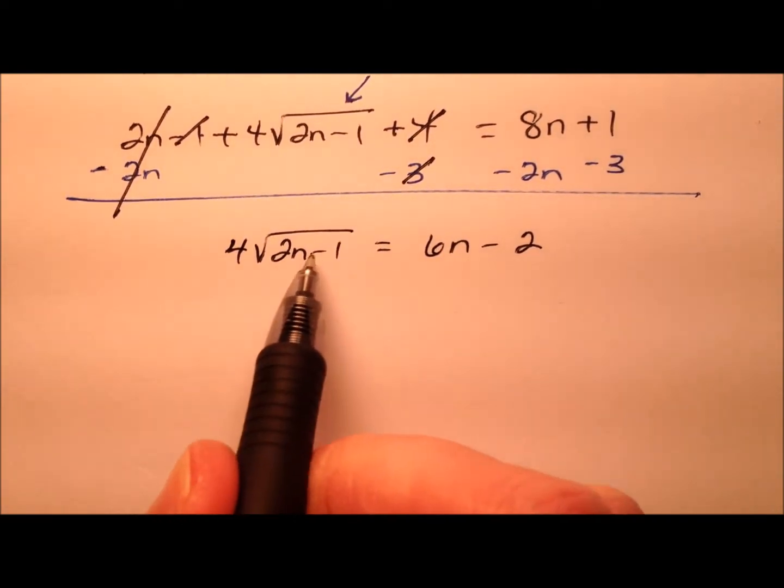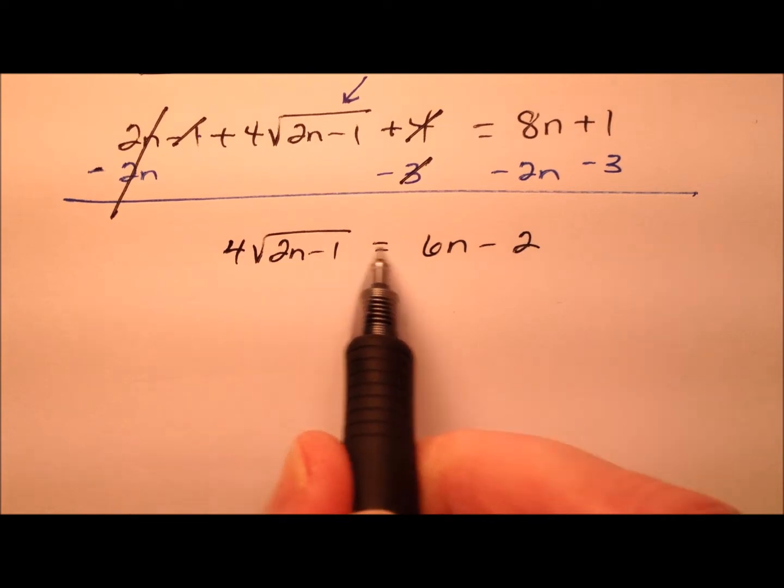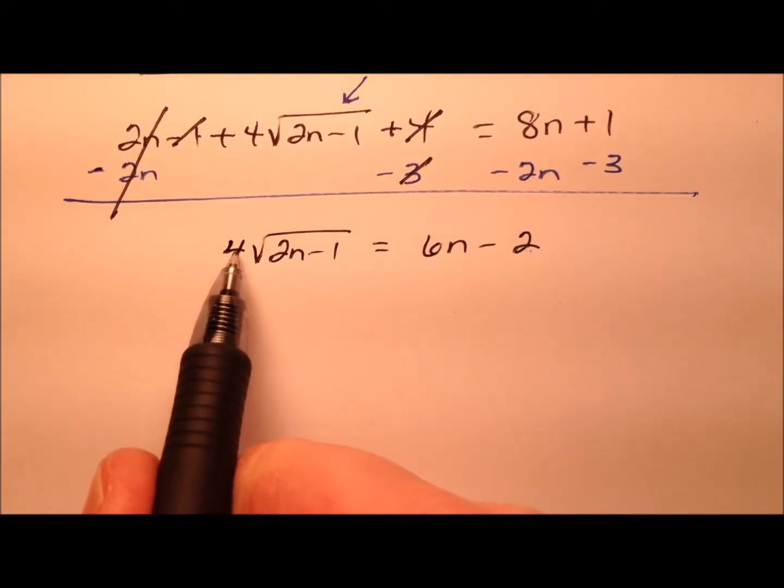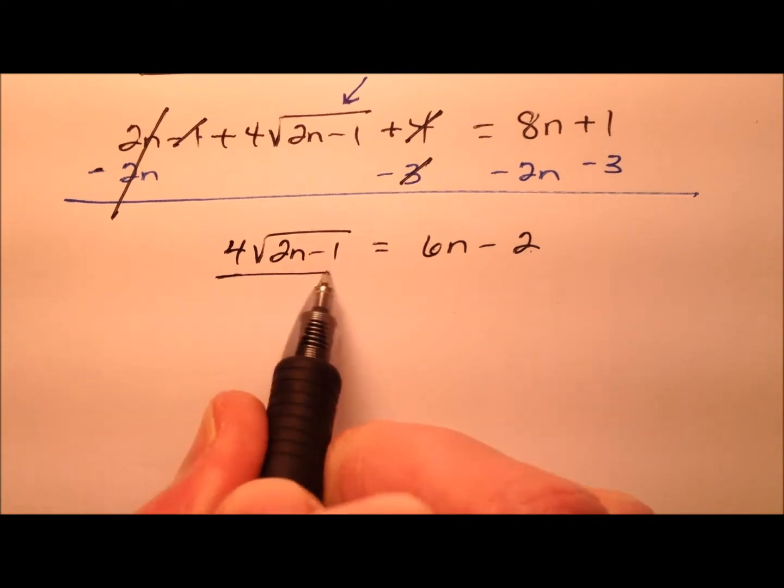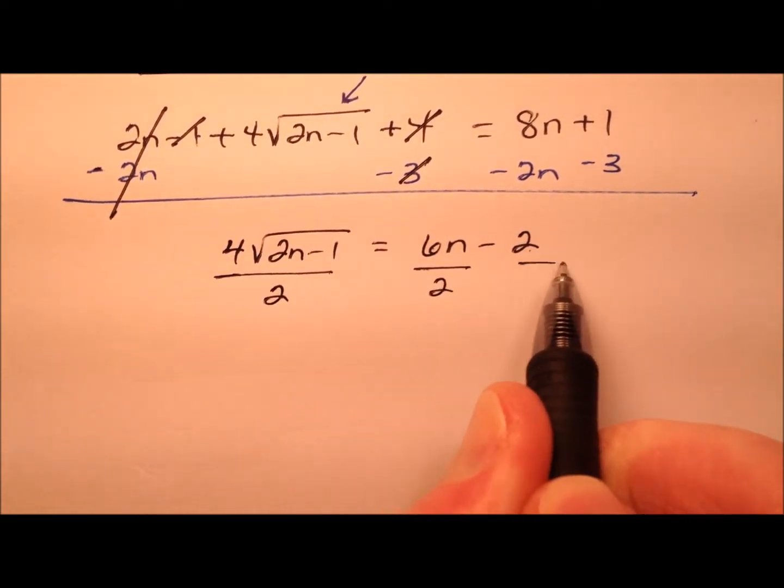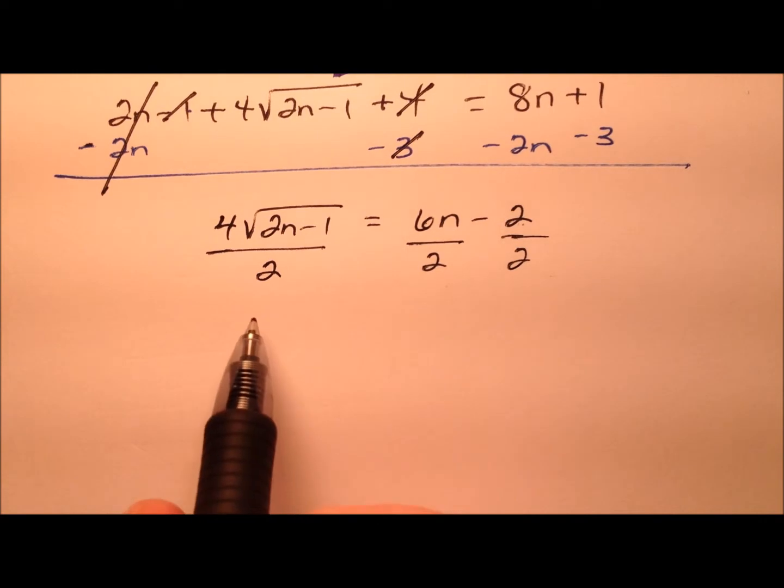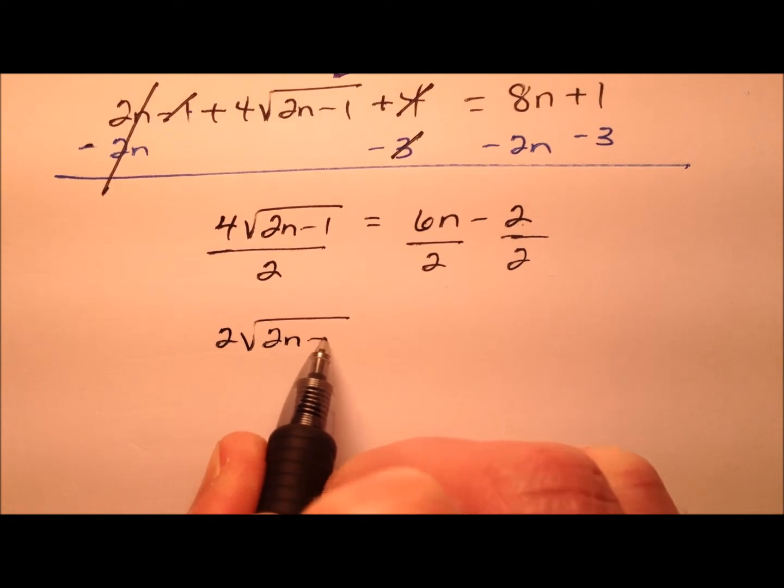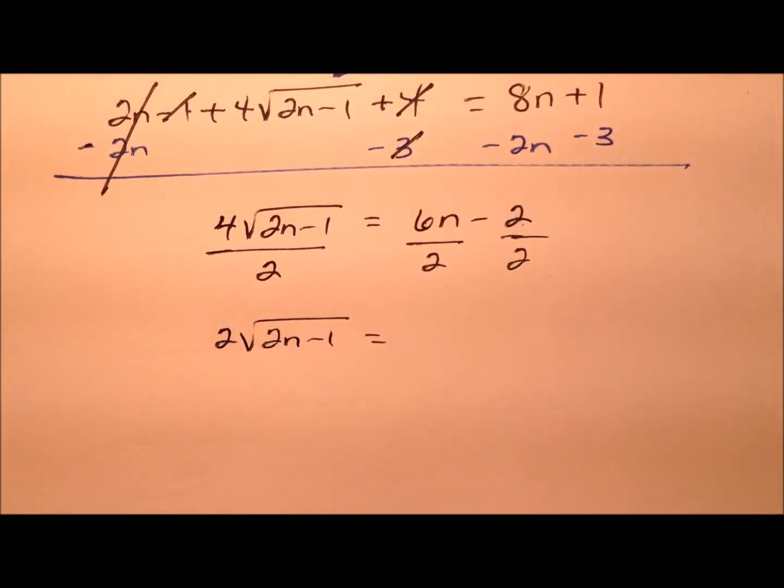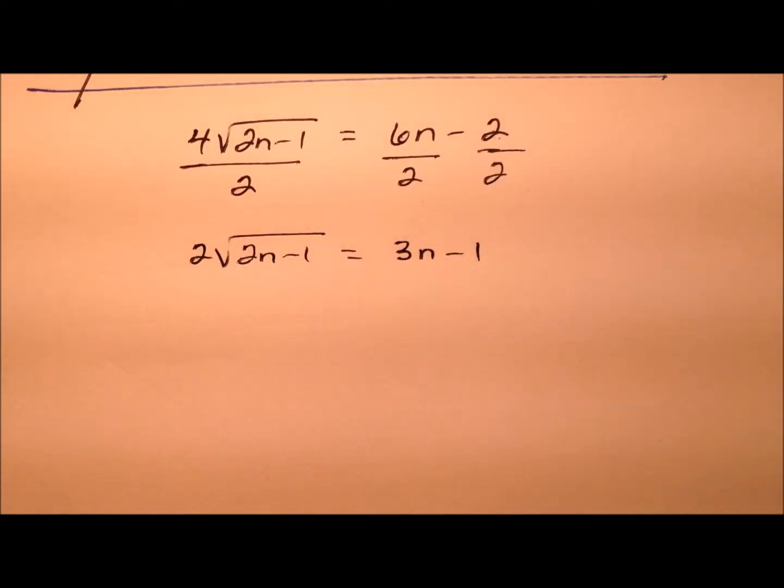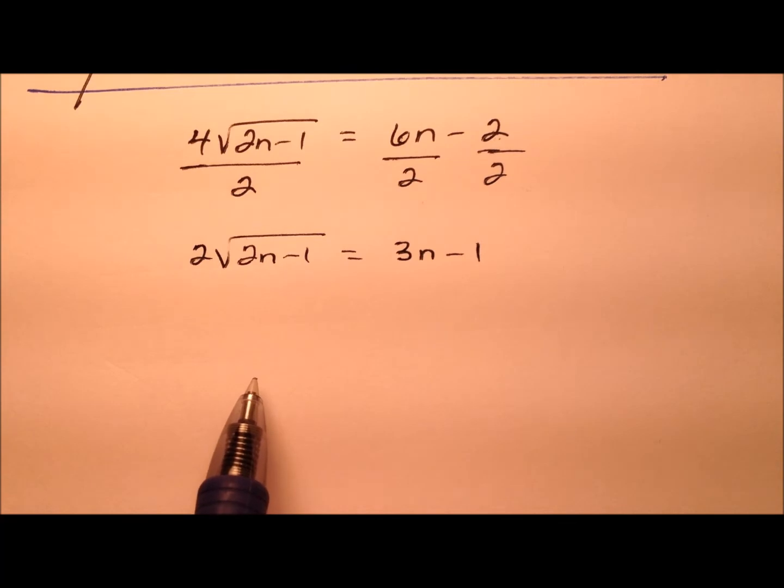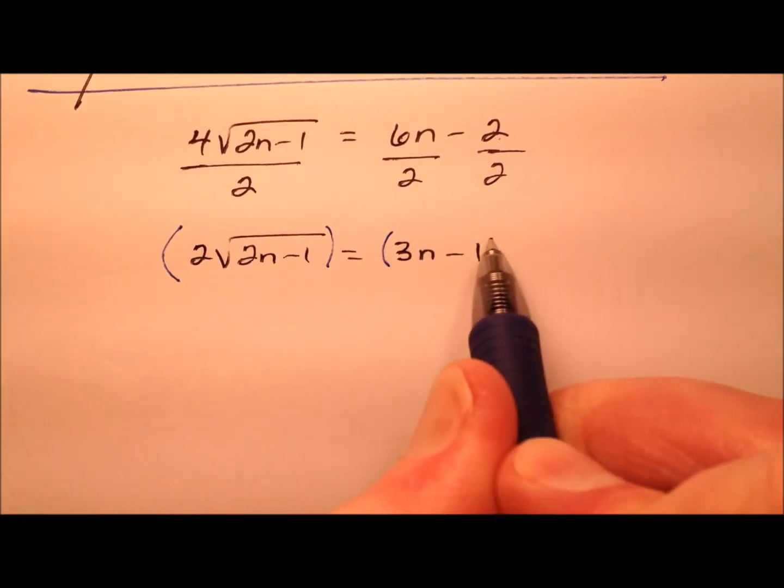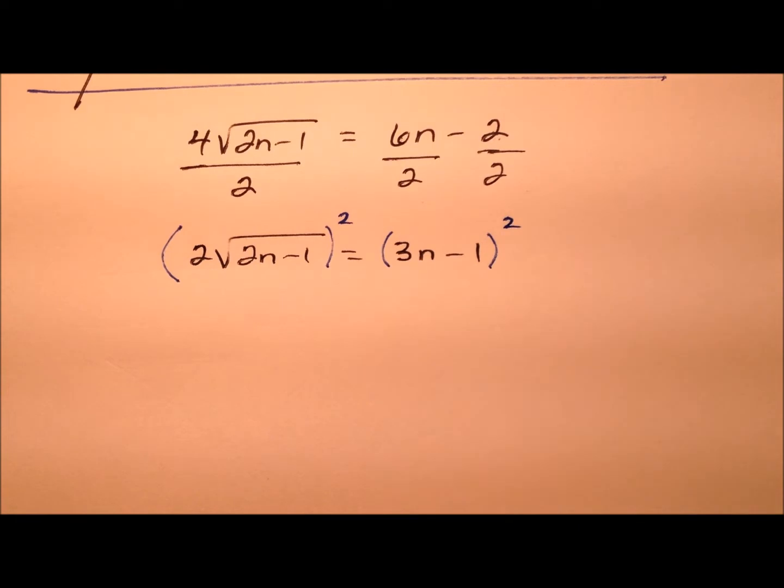We could divide everything by 4 here, but that would cause some fractions over here. But I do notice that all of these values are even, so let's make these values a little smaller by dividing everything by 2. When we do that, we'll have 2 outside that radical, so 2 times the square root of 2n minus 1, and then we'll divide out all these by 2, so 3n minus 1. So here we are. We have a single radical expression left, so let's square both sides one more time in an effort to get rid of this last radical.